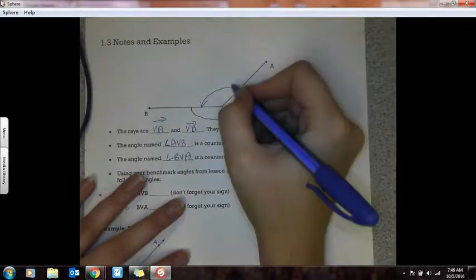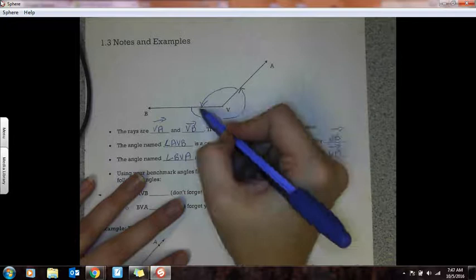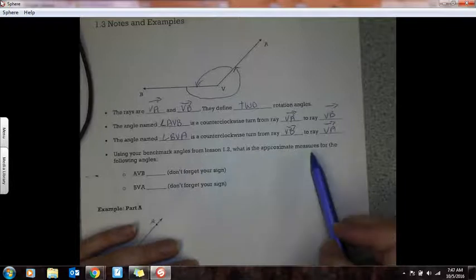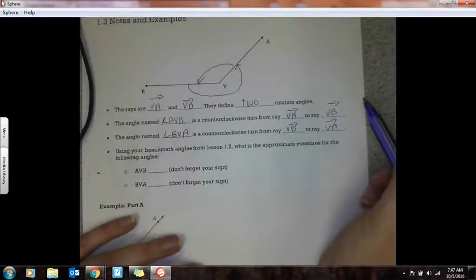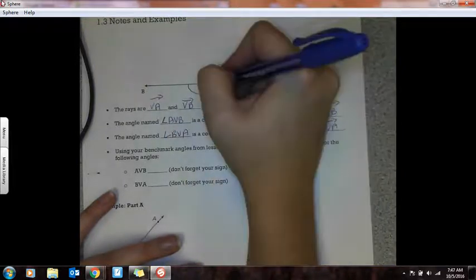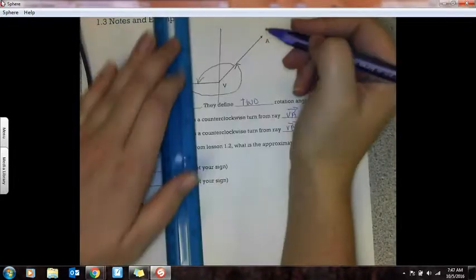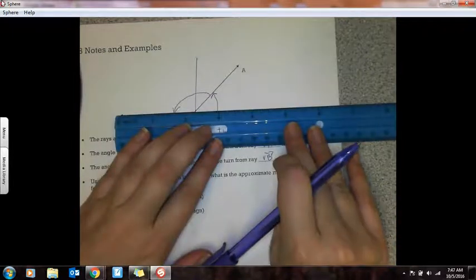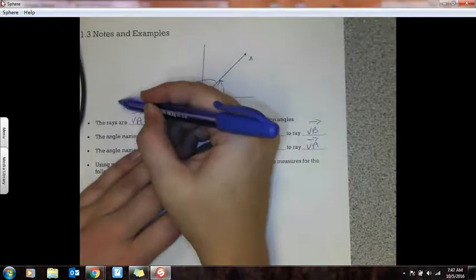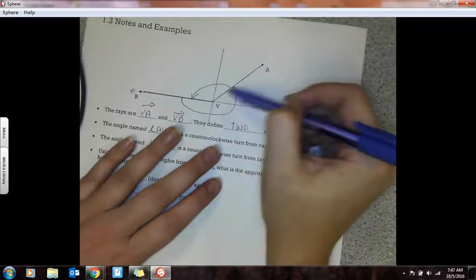So using your benchmark angles, you need to find the approximate measures for the following angles. If we take a look at this angle right here, AVB, we know that straight up and down, if I use my ruler and make my quadrants here, my X and Y, I can see where these angles go. This is where we're starting, because this is where our arrow is starting, and here's where it's ending. I'm going to turn my paper so I can see it a little bit better. So here's 0.